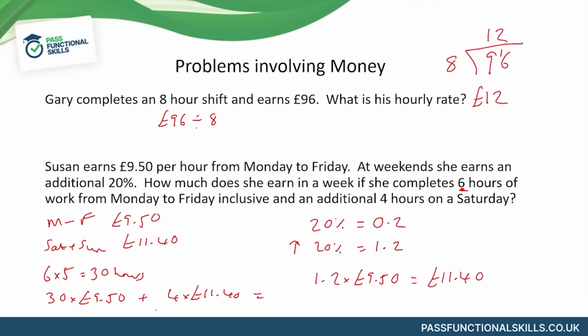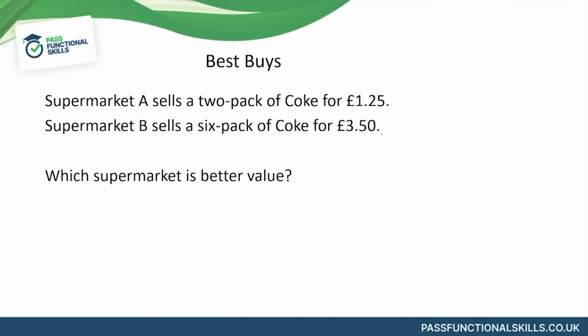you might want to do this in 2 instalments, so 30 times £9.50. You could do it in 1 instalment if you trust your calculator, so that's 285 plus 4 times £11.40, which is £45.60. So add the two together and we get a grand total of £330.60.